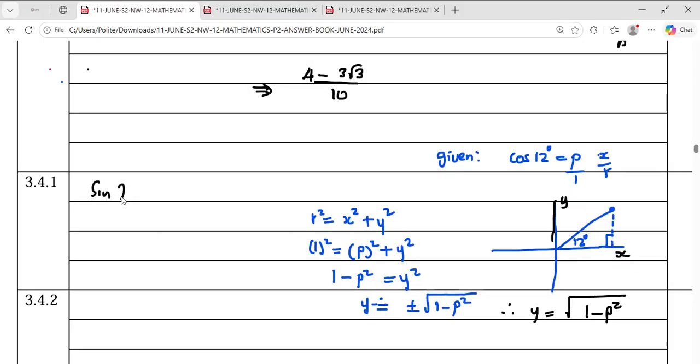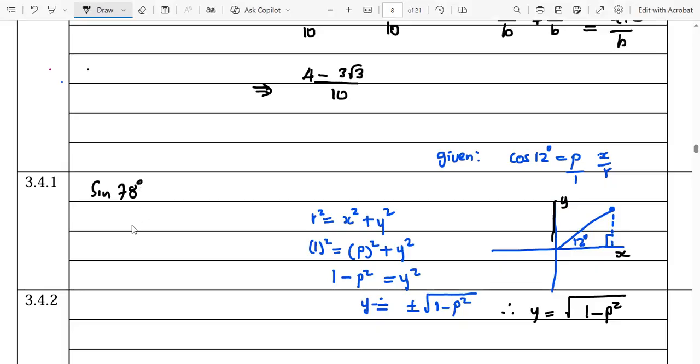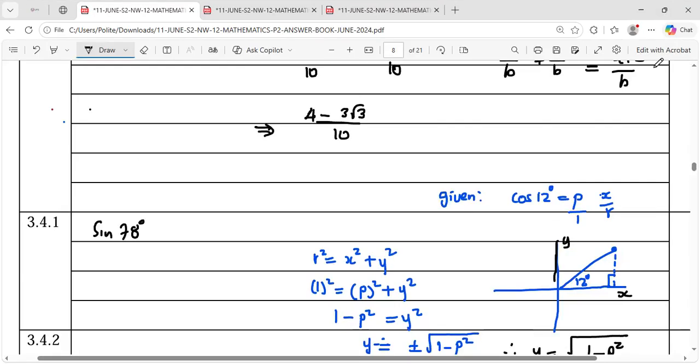Sine 78 degrees, okay? And we need to use this diagram. So if this is sine 78 degrees, I'm going to check if I can reduce that 78 degrees to what? Can we reduce that 78 to at least that 12 degrees? Let's check if this is possible now. So I'm going to use my calculator to check if this is possible.